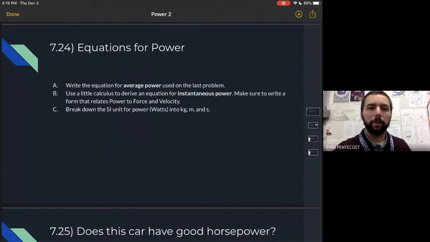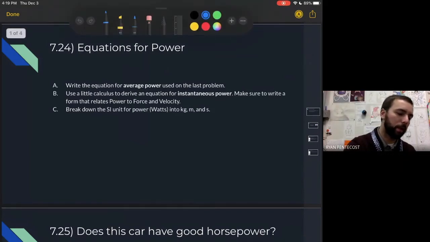Hi, everyone. So today we are going to wrap up Chapter 7 with a video on power. We're going to take what we learned last time and expand on it and do a couple problems. So first, what we have here are some equations for power. So let's write the equation for average power used on the last problem.